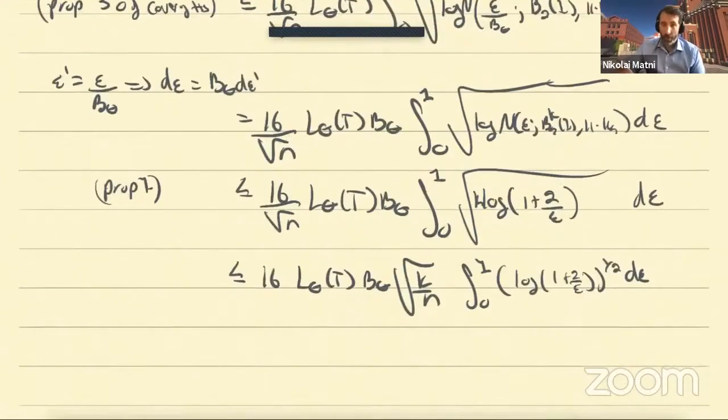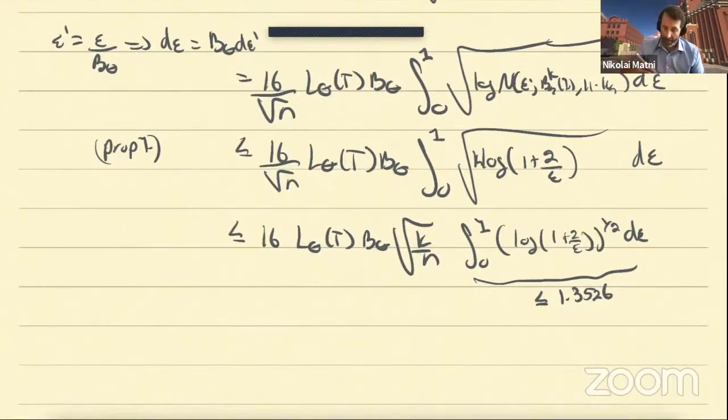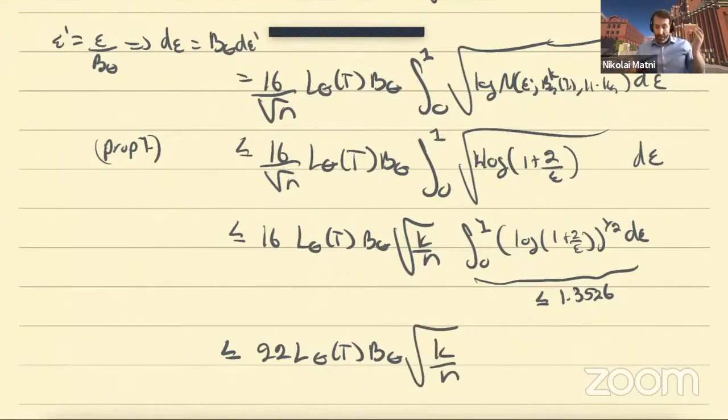You just plug this into Wolfram Alpha or something. This is less than or equal to 1.3526. It's just a number. So if you multiply that by 16, it comes out to like 21 point something, I think. So this ends up being less than or equal to 22 L theta of t b theta square root k over n. Okay, so this is nice.